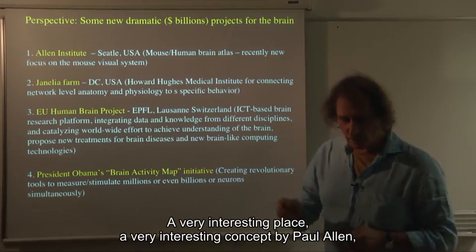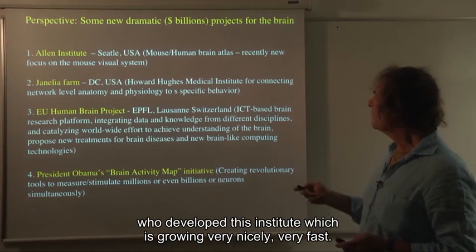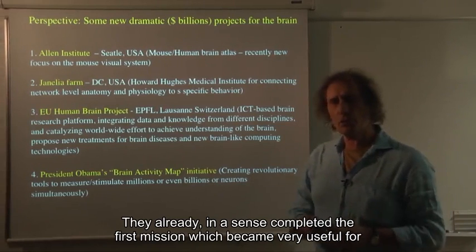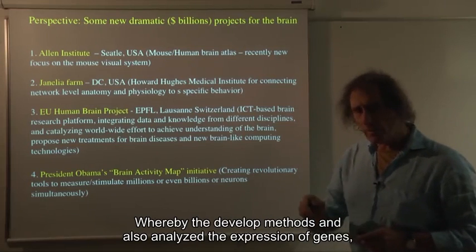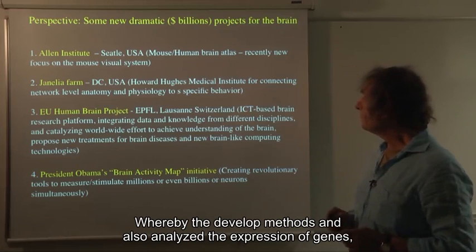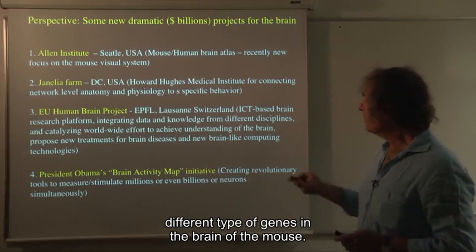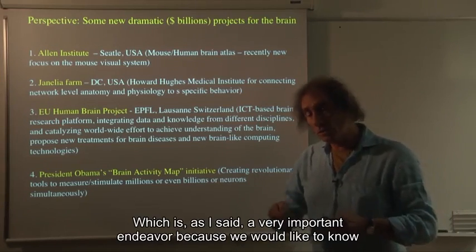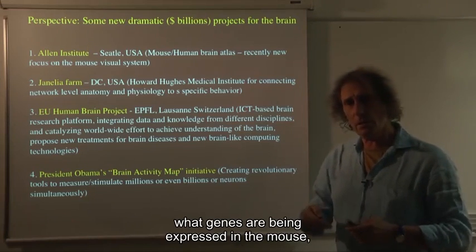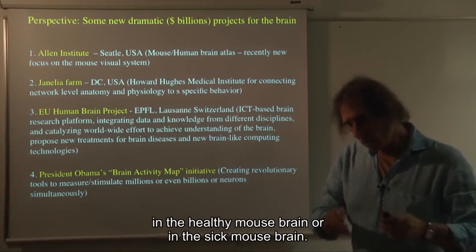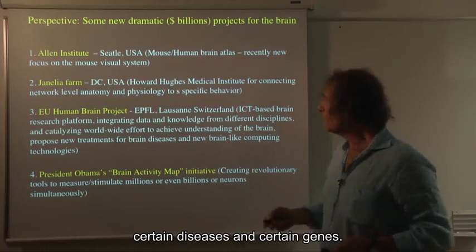A very interesting place, a very interesting concept by Paul Allen, who developed this institute, which is growing very nicely and very fast. They already, in a sense, completed the first mission, which became very useful for neuroscience, what they call the mouse or the human brain atlas, whereby they developed methods and also analyzed the expression of different genes in the brain of the mouse, and now they are doing the same on the human brain. As I said, this is a very important endeavor, because we would like to know what genes are being expressed in the healthy mouse brain or in the sick mouse brain, whereby hopefully we can better understand the interaction between certain diseases and certain genes.